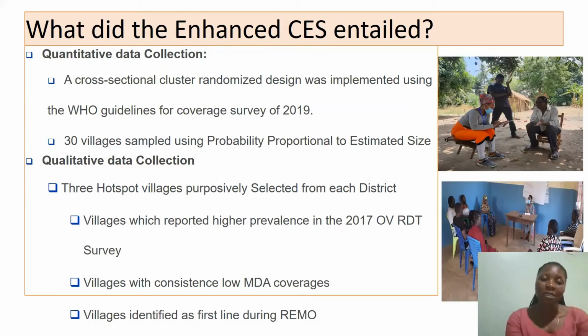And on the second component, the qualitative data collection, in each district, 3 hotspot villages were purposefully selected, and we had the following criteria for selection of these villages. First of all, we looked at villages which reported a higher prevalence in the 2017 OV-RDT survey, where we wanted to ascertain the challenges to MDA in these villages. But also we looked at villages with consistently low MDA coverages, and also villages which were identified as first line during REMO.